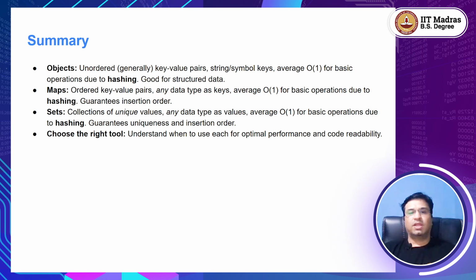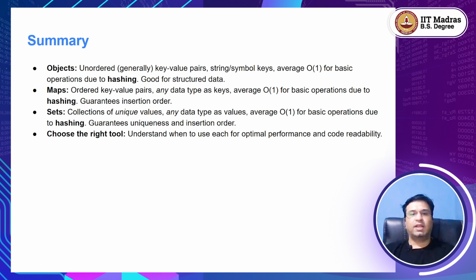Maps build upon the key-value concept, but they usually guarantee insertion order and allow any data type to be used as a key. This makes them superior for scenarios like caching, maintaining order, or associating data with complex objects. Like objects, their core operations are average Big O(1), also powered by hashing, but with more flexible key handling.